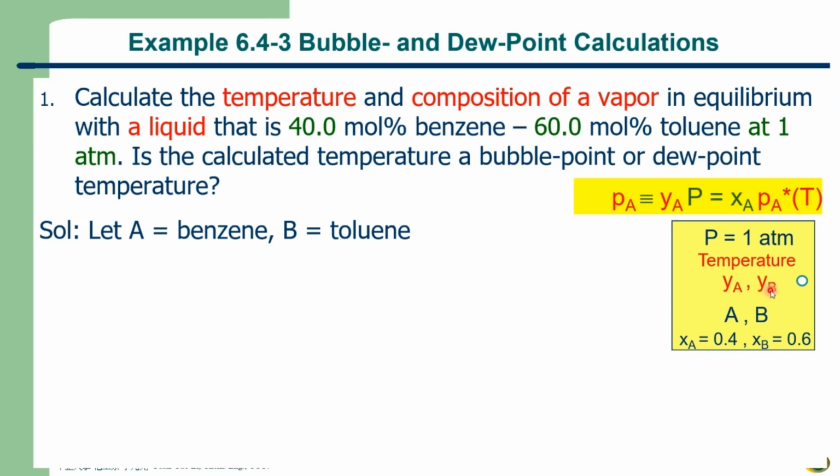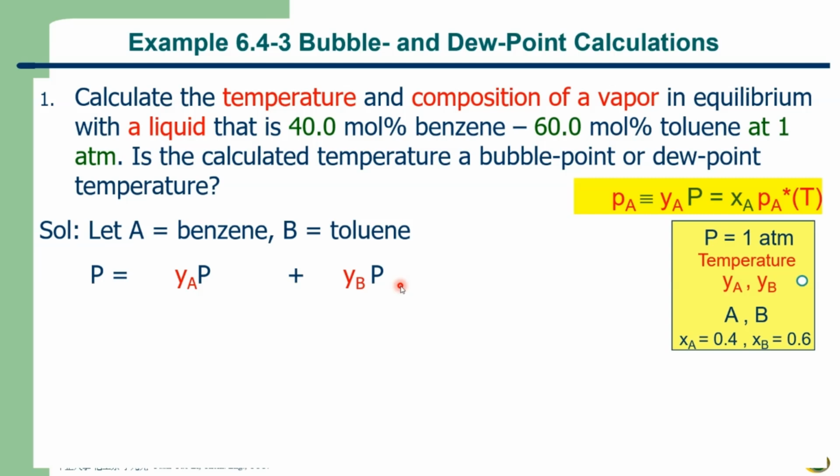So let's set A as benzene, B as toluene. Remember that if we want to do the bubble point, we have to add up all the partial pressures together to become total pressure, because total pressure is 1. This is the initial condition, right? 1 equals the sum of the partial pressures, molar fraction over total pressure, right? No problem.